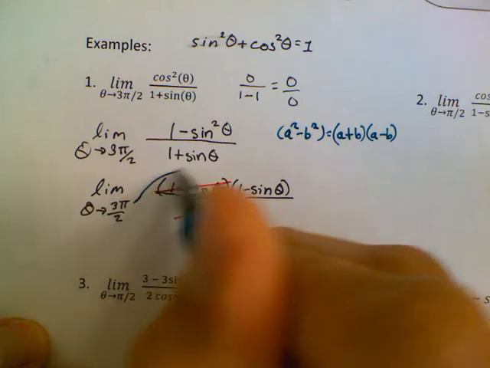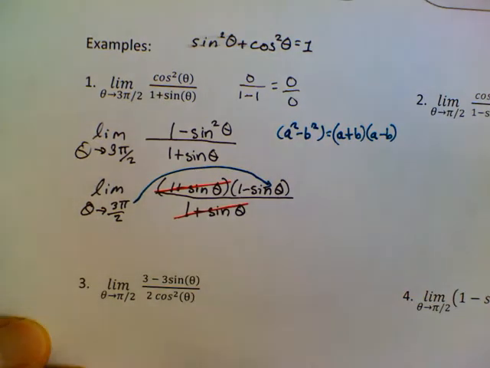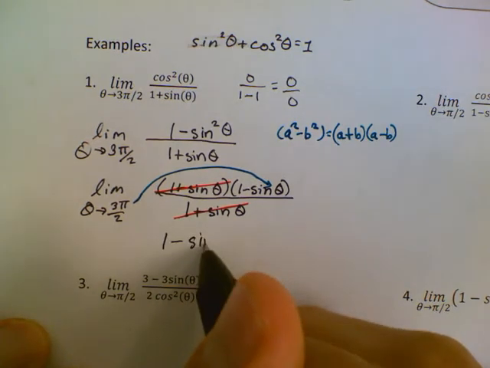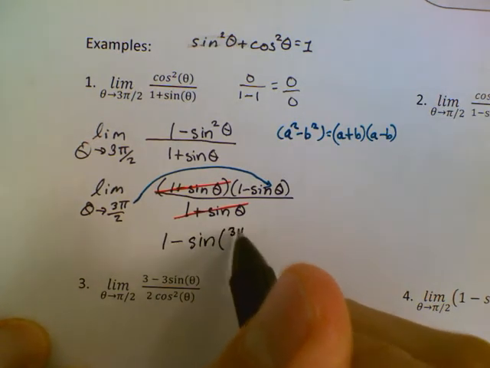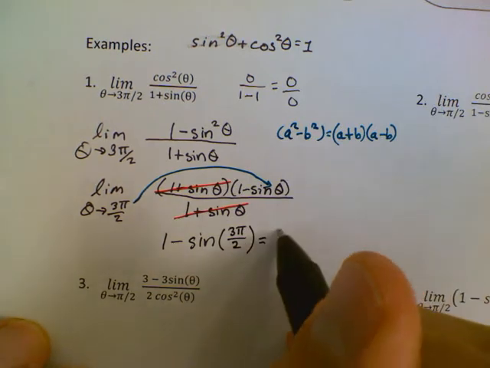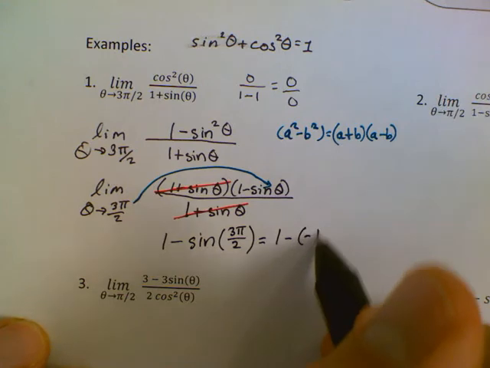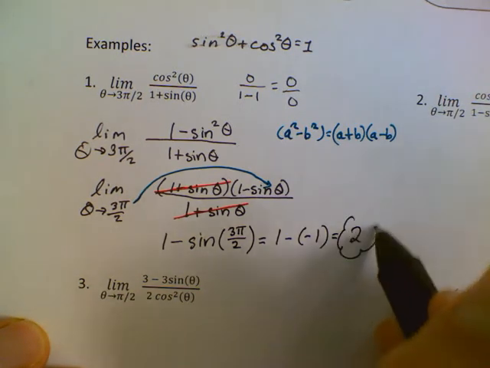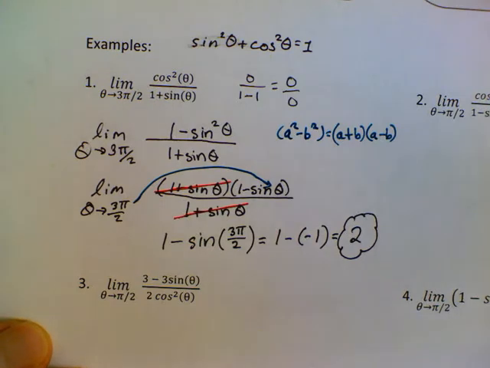And once those cancel out, now we're to the fun part. We can actually substitute in 3 pi halves. So this is basically just 1 minus sine at 3 pi halves. Well, sine at 3 pi halves is -1, so this is essentially 1 minus -1, which will give us 2. So that one's pretty nice.